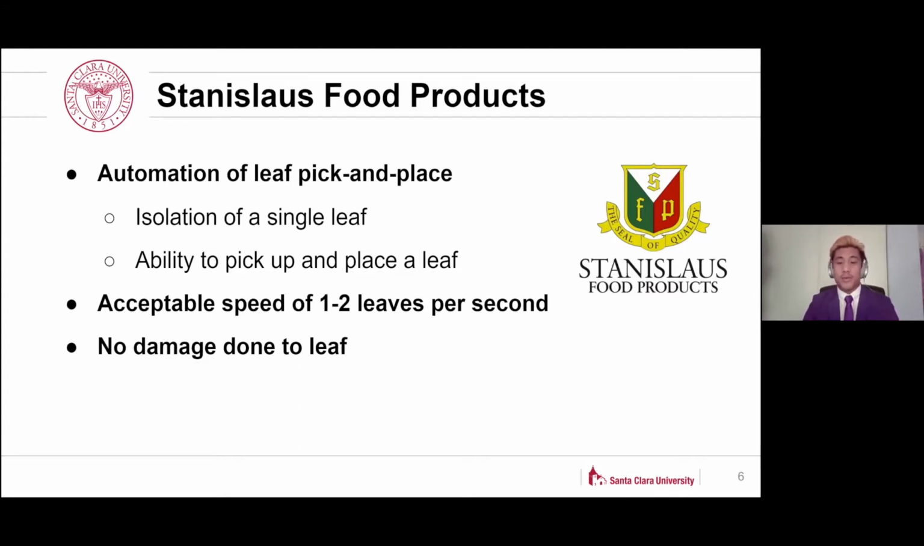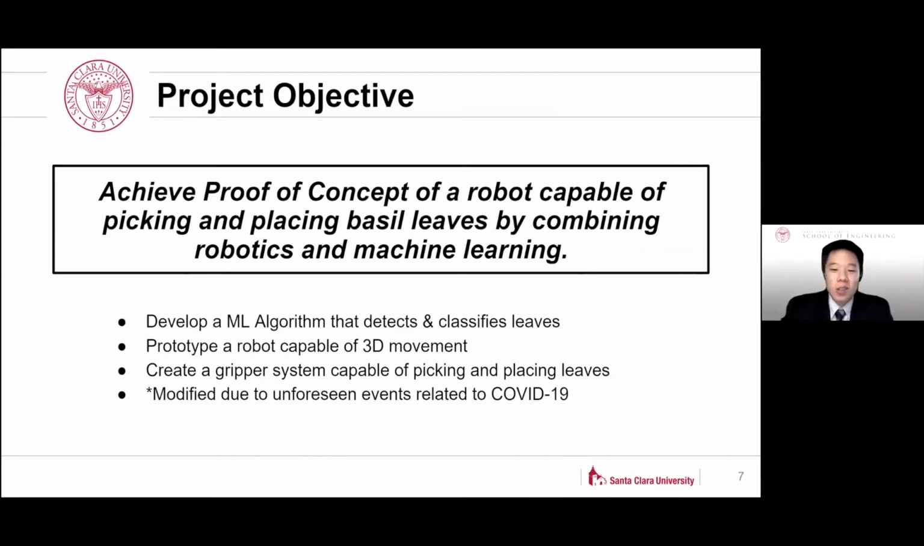Our project scope focuses on the latter, hoping to place 1 to 2 leaves in cans each second, as specified by the company. In combination with the speed, we hope to not damage or blemish the leaves for aesthetic purposes. The goal of this project is to achieve proof of concept of a system capable of picking and placing basil leaf by combining robotics and machine learning. This means we need to develop a machine learning model well suited for this particular implementation to recognize and classify leaves, and prototype a robot that can move a gripper quickly and accurately and pick up a leaf.